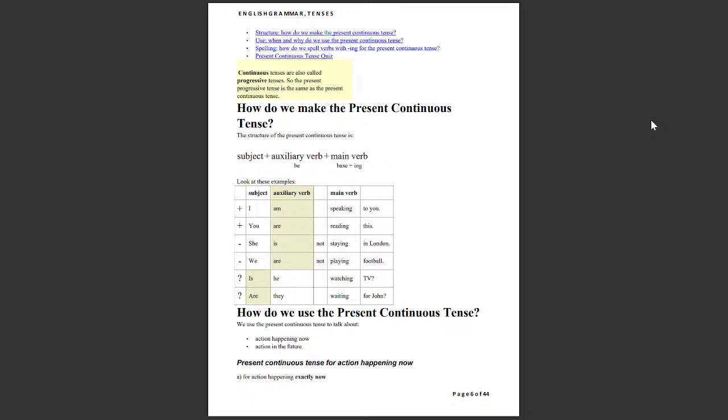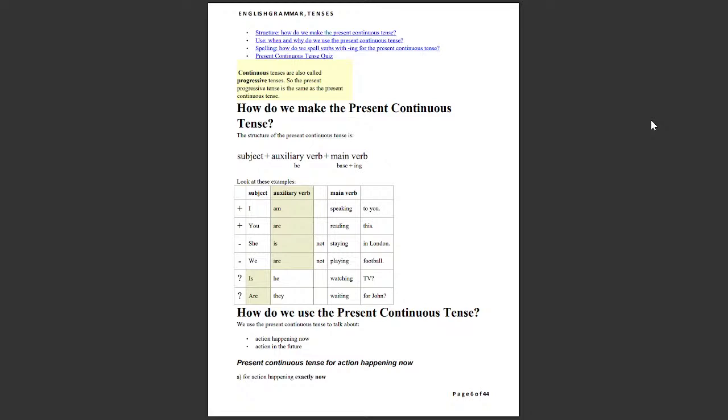She is not staying in London. This is a negative sentence, okay? We are not playing football. And here we have questions also. Is he watching TV? Are they waiting for John? So these are the present continuous tenses, and quickly the equation is subject plus auxiliary verb plus a main verb having ing formation.